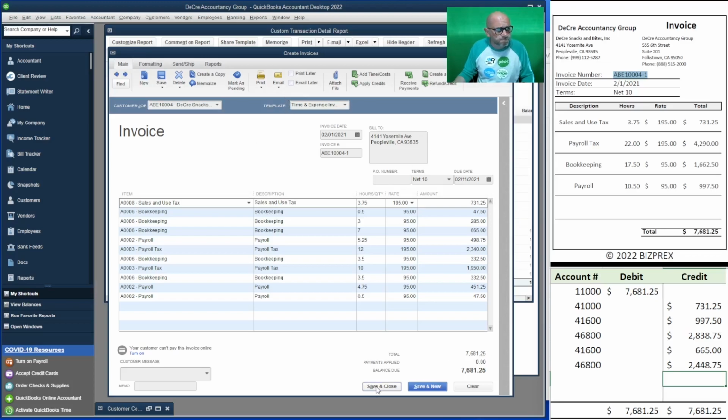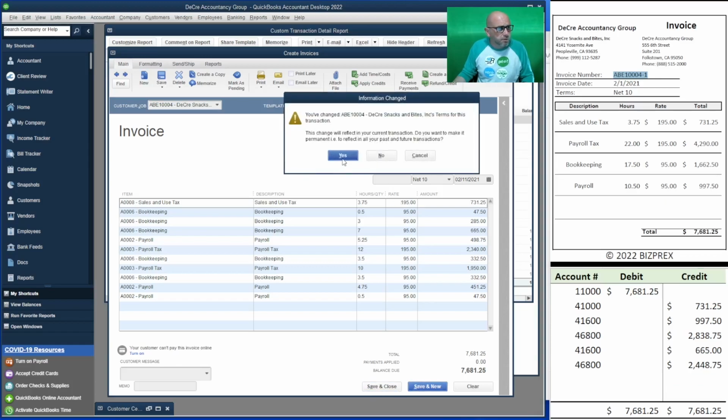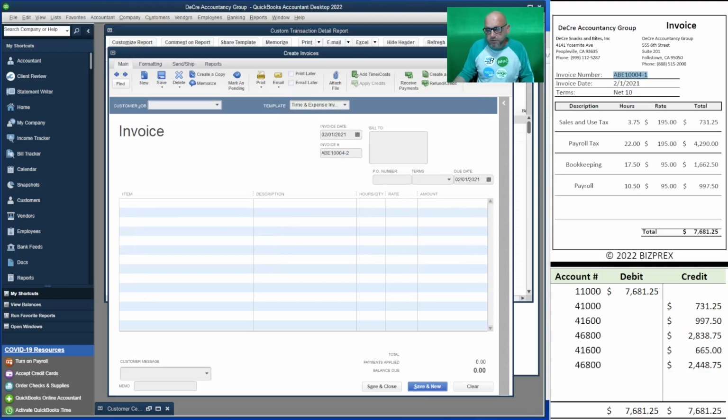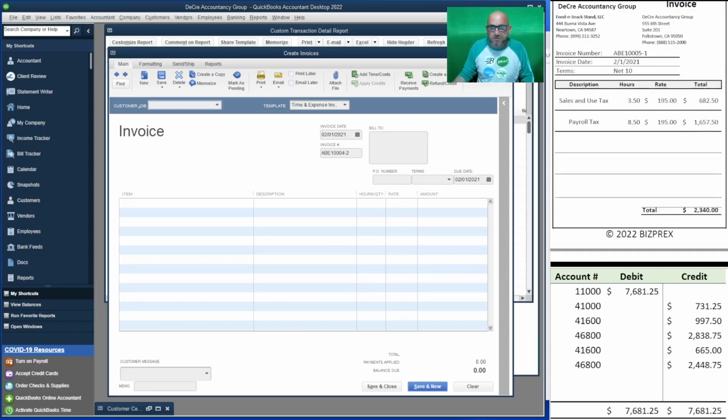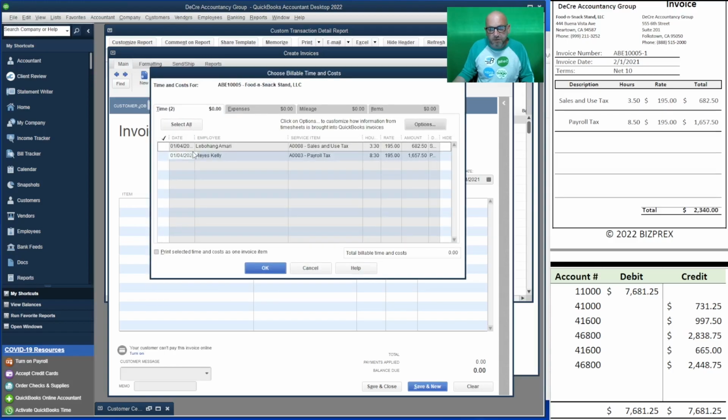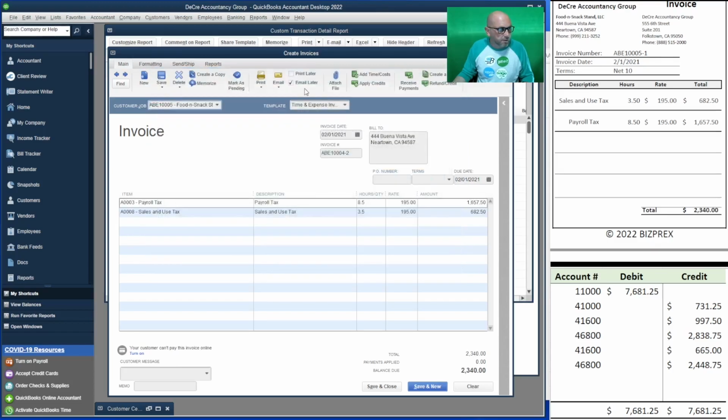Save and close, or save and new, right? Currency, yes. All right, so let's maybe pick up a little bit of pace here so that you get a sense for it now that you know how it's going. All right, so again, here it is. Select all, right, matches 2,340. Okay. We're not going to email it later. I'm just going to highlight debits and credits here.